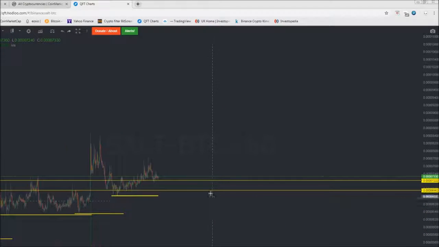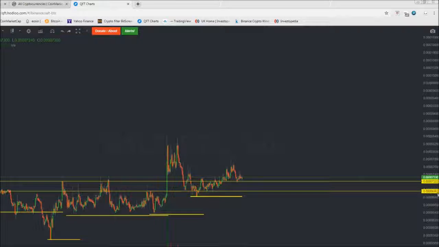So potentially, this price here for this coin is a good opportunity for me to buy, as long as it doesn't break below that support level.